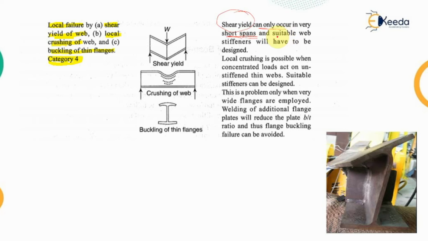And whenever the shear yielding is occurring, we need to strengthen the web by providing suitable stiffeners. So the suitable web stiffeners have to be redesigned for the member. That means we will be providing the stiffener along these sections so as to carry this heavy load suitably. Now the next possible failure is local crushing.